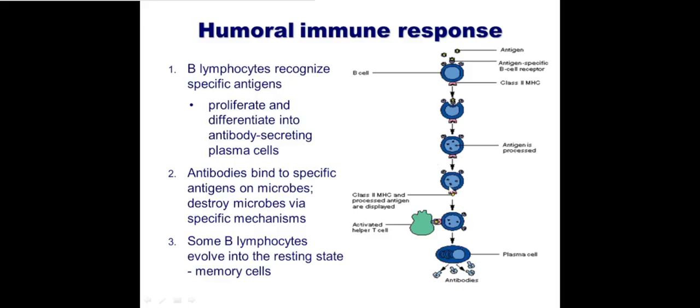During the processing of the antigen, the class 2 MHC displays the processed antigen. The helper T cell is activated. What happened? Helper T cell will be activated. And when the helper T cell is activated, this B cell differentiates into plasma cells and memory cells. These plasma cells produce antibody, so that these viral particles or antigens will be killed off. And the memory cells help in recognizing this infection at a later time.